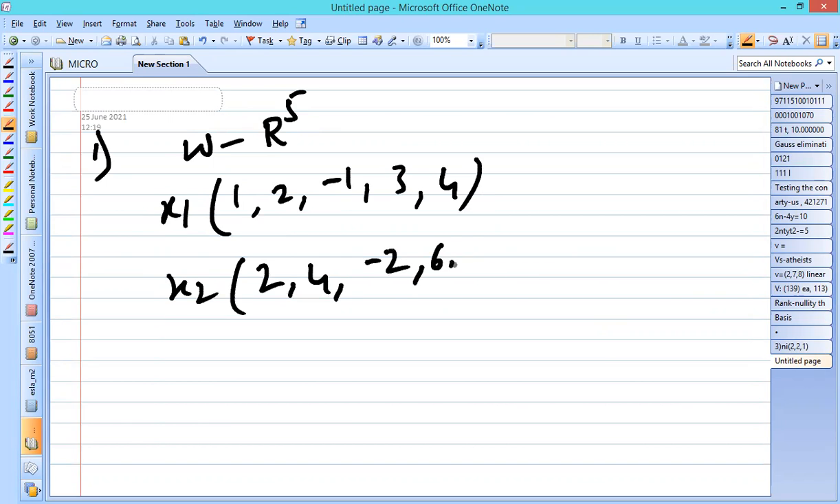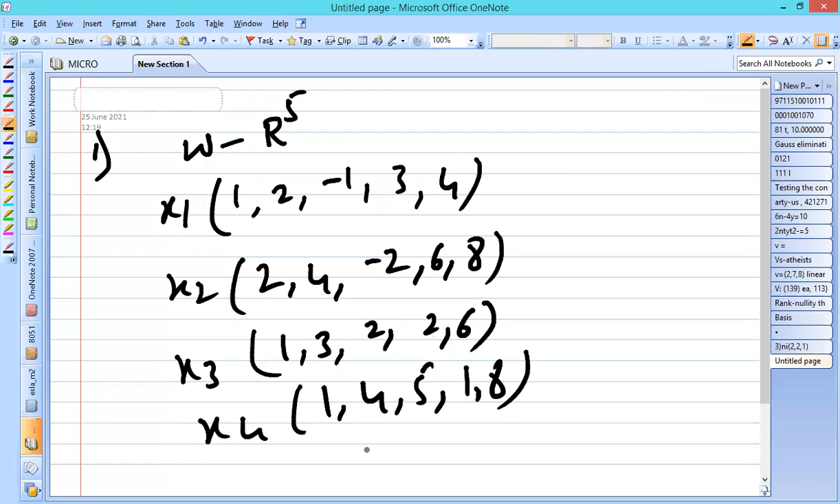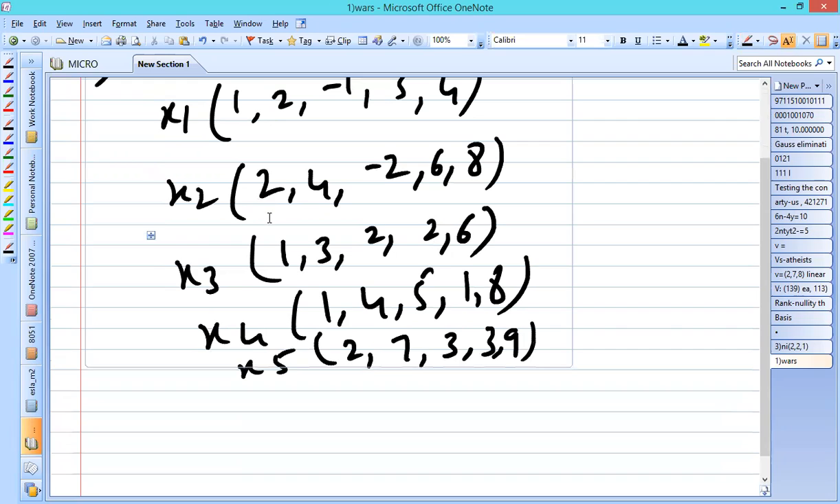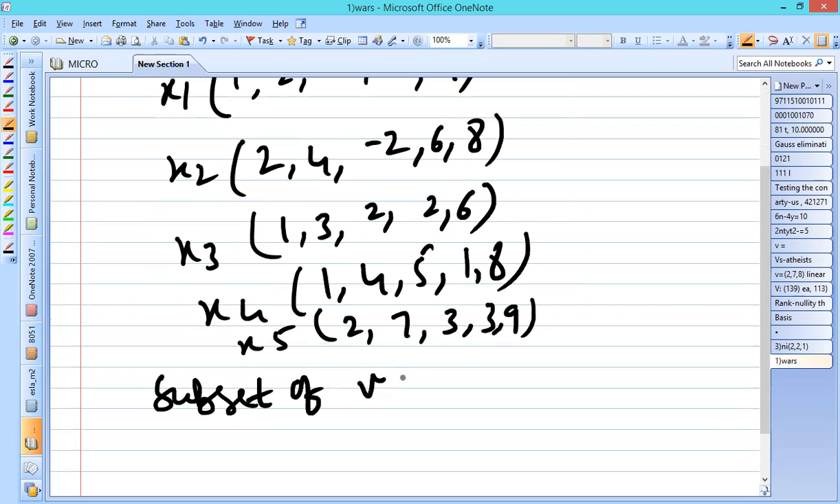x3 = (1, 3, 2, 2, 6), x4 = (1, 4, 5, 1, 8), and x5 = (2, 7, 3, 3, 9). Let W be the subspace of R5 spanned by x1, x2, x3, x4, x5. Find a subset of vectors which forms a basis of W, and also find its dimension.